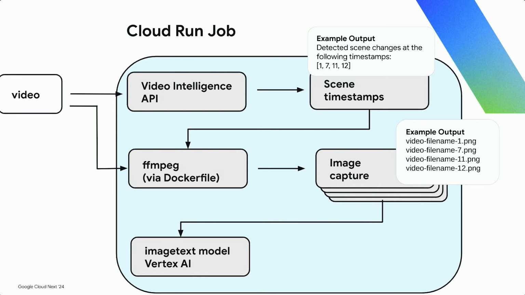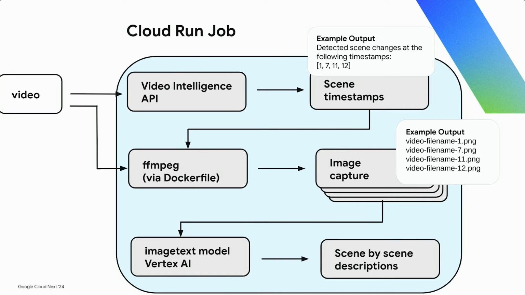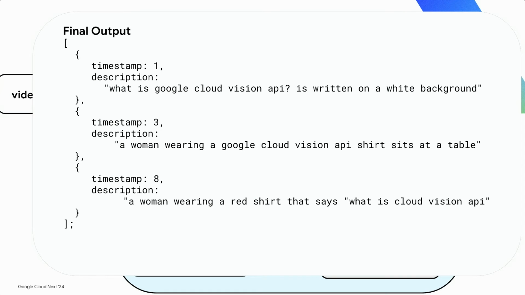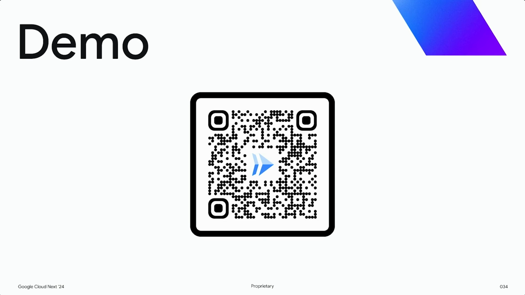Then those screenshots are sent to the image text model to produce a visual description of each scene, as shown here in the final output. So in the video that you will see, there will be 3 quote-unquote scenes. For example, timestamp 1 will be a description: "What is Google Cloud Vision API?" is written on a white background. All right, so let's go to my laptop for the final demo.